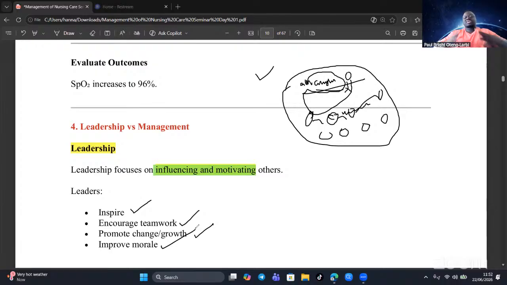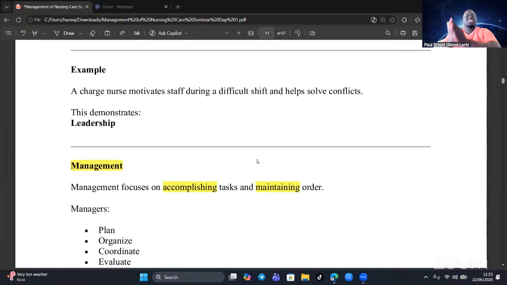So the characteristics of a good leader: visionary, good communicator, motivates staff, supports growth. We have a clinical example: a charge nurse motivates staff during a difficult shift and helps solve a conflict. This is a demonstration of leadership.